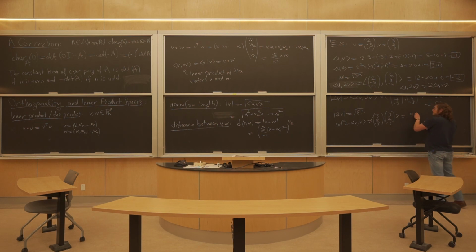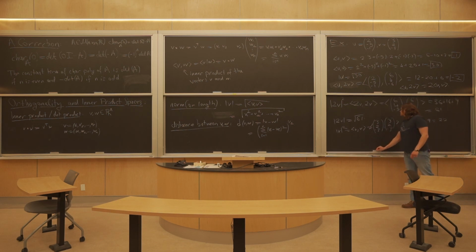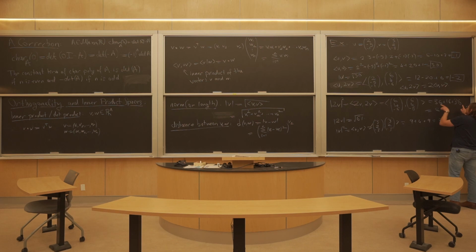So this is 9 plus 4 plus 9. This gives me 18, 22. Maybe I made a mistake somewhere. That's because I didn't multiply this. Minus 6. Minus 6, so that's 36. So now 72, 88. Okay.